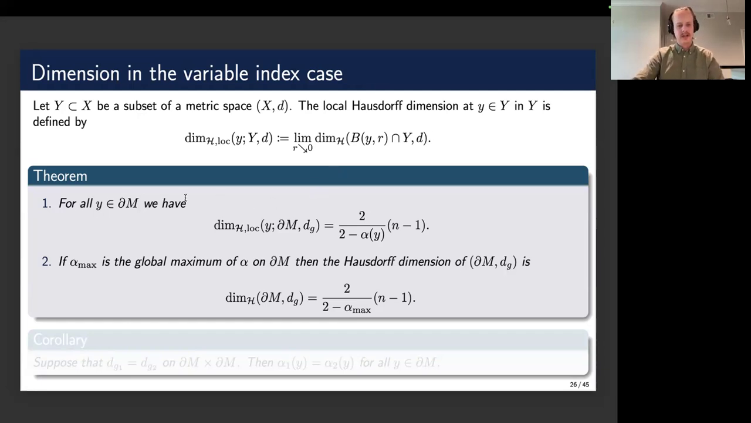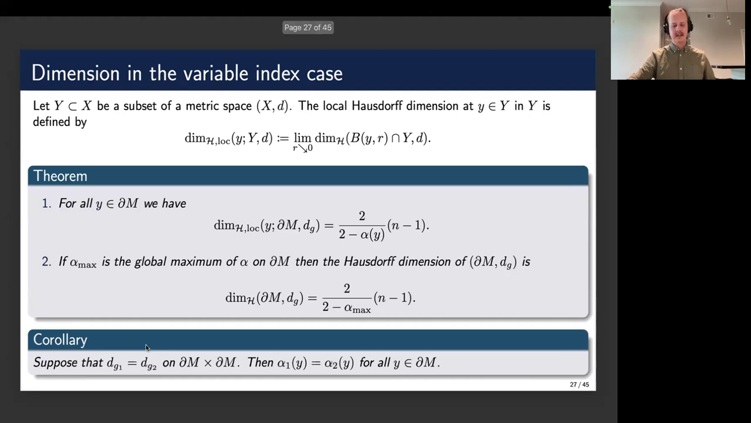So then the corresponding result in this variable index gas giant case will be that your local Hausdorff dimension is going to be the same number as before, but now with the value of alpha at y. And also you can prove, as a corollary of this, that if alpha max is the global maximum of alpha on the boundary, then the Hausdorff dimension of the entire metric space here will be the same number, but you replace the alpha part with the maximum value of alpha.